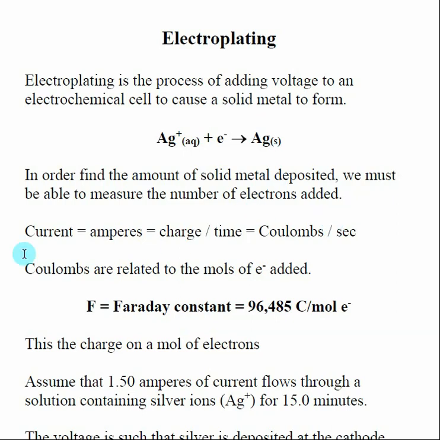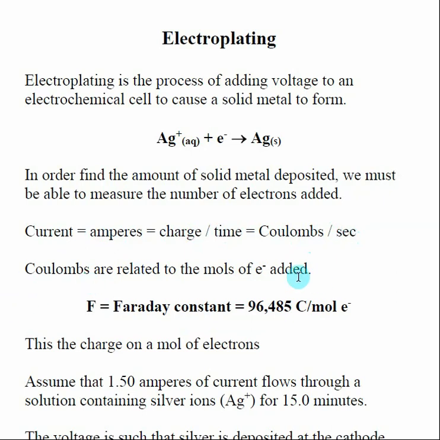And the idea that we use is current, which is measured in amperes. You've probably heard of them as amps. That's something that is used to describe the flow of electrons. Current, or amps, is just a charge per unit time. What we use for charge is a unit called a coulomb, and a coulomb is related to the charge on an electron. So amps, or current, is equal to coulombs per second.